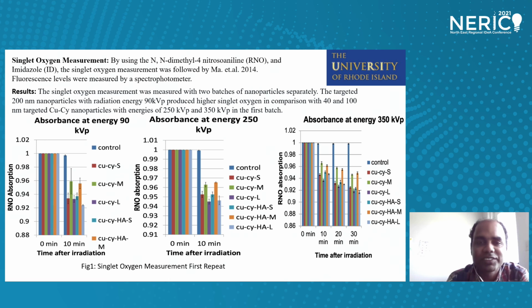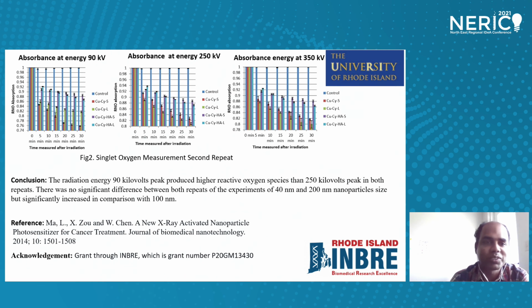So next one, please. We have about 15 seconds. Oh, so last one, we have a second batch of the experiment, and we have done again the same process with the same methodology. Again, we found overall that the 90 kilovolt got a higher significance than the 250 and 350 nanometer. Obviously, size was not a significant difference for that one. Overall, we would say the 40 and 200 nanometer sizes have not much difference, but a significant difference compared with the 100 nanometer.